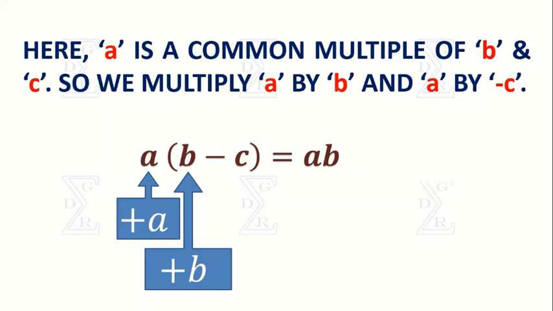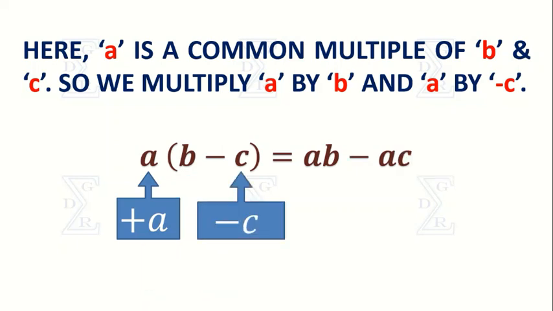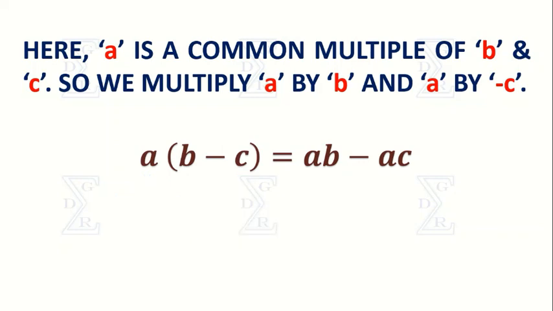Now we observe A and C here, the sign of A and C. A is plus and C is minus, so the product of two signs, that is plus into minus is minus, and the product of A and C is AC, together minus AC.